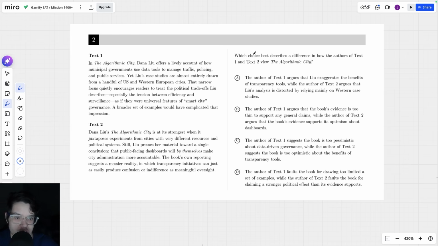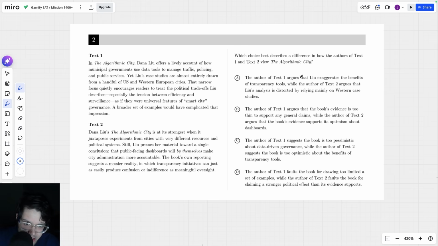So for this question, which choice describes the difference in how the authors of text 1 and text 2 view the book? I would just say text 1 really wants to focus on the fact that there wasn't enough data, not enough variety. Text 2 wants to focus on the fact that, maybe you can even say, there's too much variety. There's so much different messy data that they can't really make one solid conclusion.